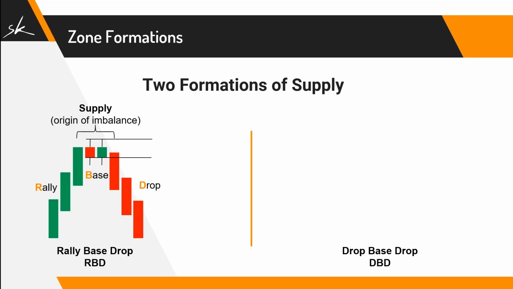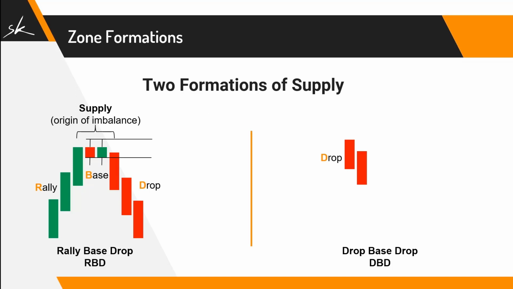Drop-base-drop, or DBD. On a price chart, let's assume that the prices are moving down. The only logical reason for prices to move down has to be more supply. This move to the downside is what we call a drop. If the supply was more, the price should keep moving down.